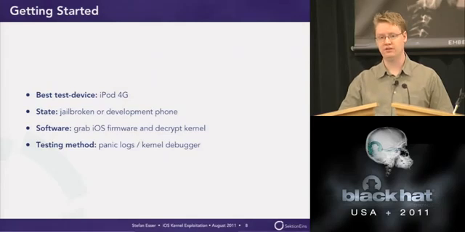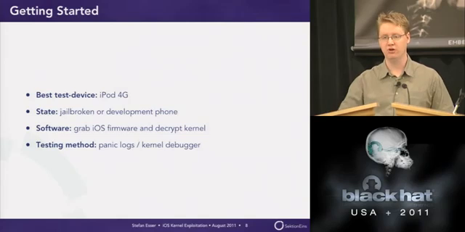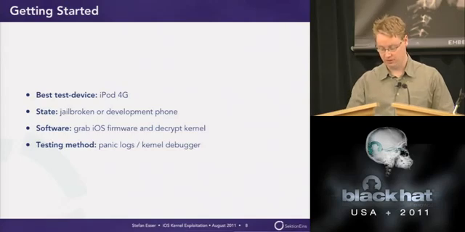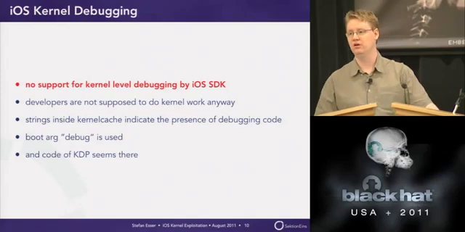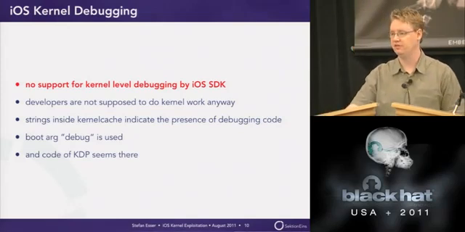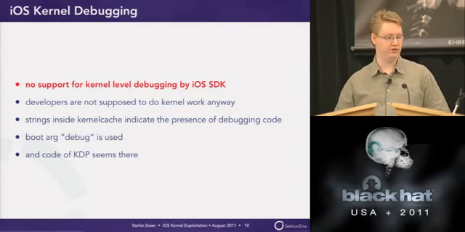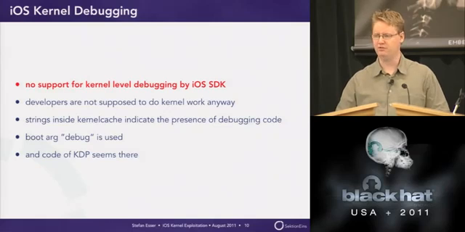When it comes to testing, you have two different ways. You can crash the kernel and then look at the panic log and the panic dump and analyze the values. Or you can use a kernel debugger. The kernel debugger is something Apple forgot, or left in the iOS kernel for no reason. At least I don't know a reason, because there's no such thing as users or iOS developers creating kernel drivers, so they don't need a kernel debugger. They're not supposed to do it.